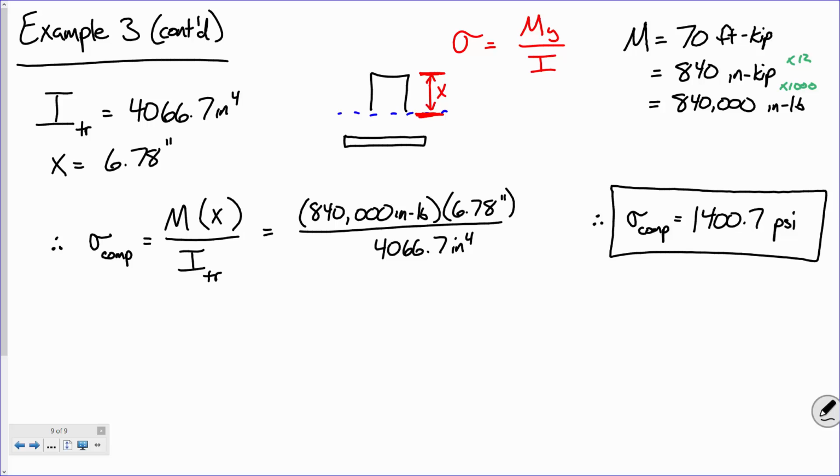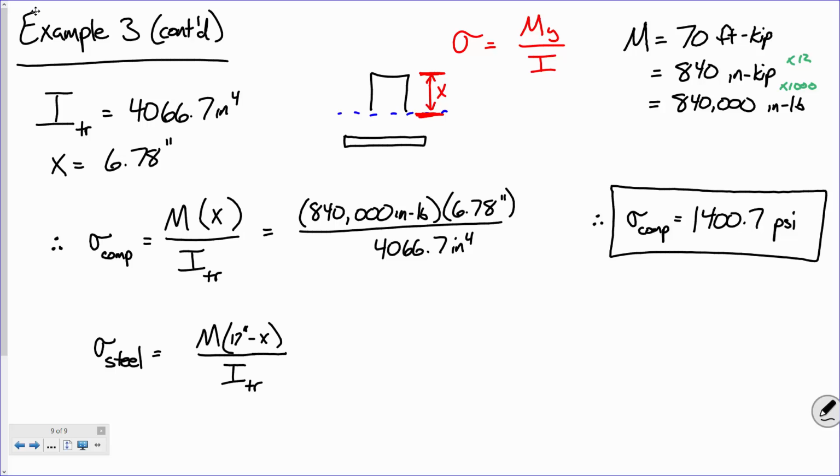Okay. Now this point is a little more subtle. I know that you did this in mechanics of deformable bodies. It might have been a while since you've done this, but I promise you did. We have something very similar. We have M times some distance divided by I transformed. First question, what is that distance? 17 minus X.